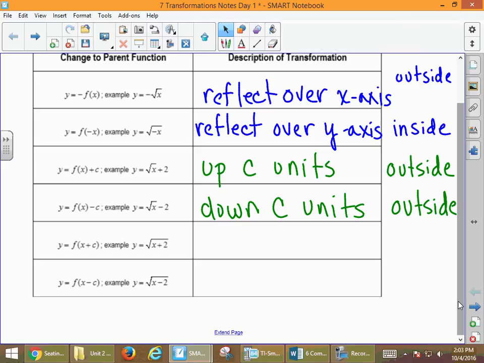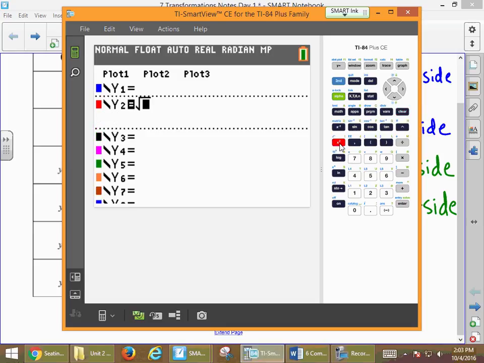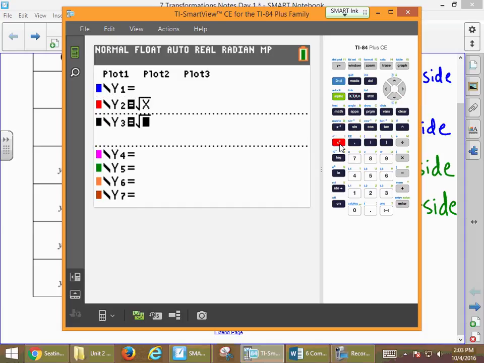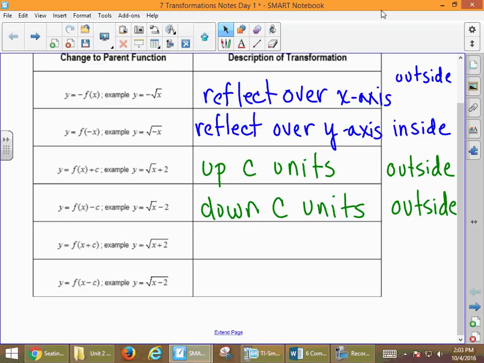In contrast, then, we've got f of x plus c. Well, look here. Let's look at the picture then. If we do the square root of x, which is our parent function here, and then plus 2, what we're looking at is what happened. So there's the original, and what happened? We moved up. And that's what you can look at there if you need to with the calculator. And those, when we add c to the function or subtract c from the function, those are outside.